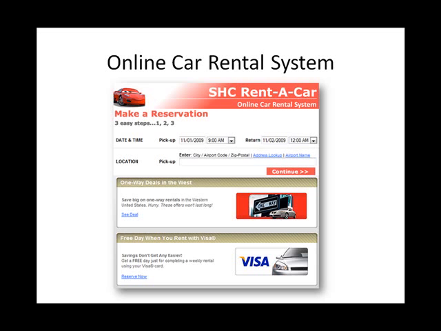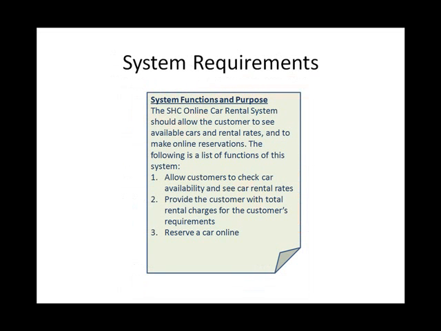So basically, we're looking at a website for a car rental company, and it's a dynamic website that allows the customers to rent cars online. The first step, of course, in the system analysis phase is to collect the system requirements. At this point, you talk to people, you perform fact finding, you research, and you find out the characteristics of your system and what it's supposed to do. So this is an online car rental system, and in general, it allows customers to check the availability of cars, provide the customers of the rental charges, and even allow them to reserve a car online.